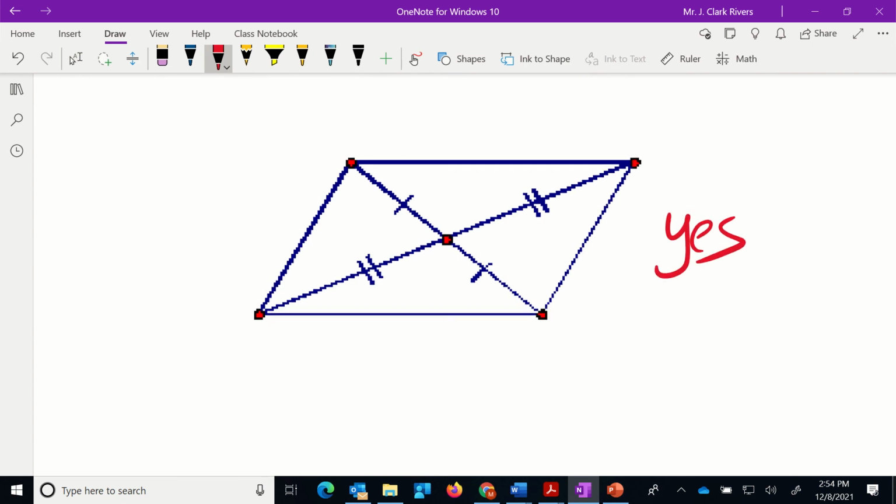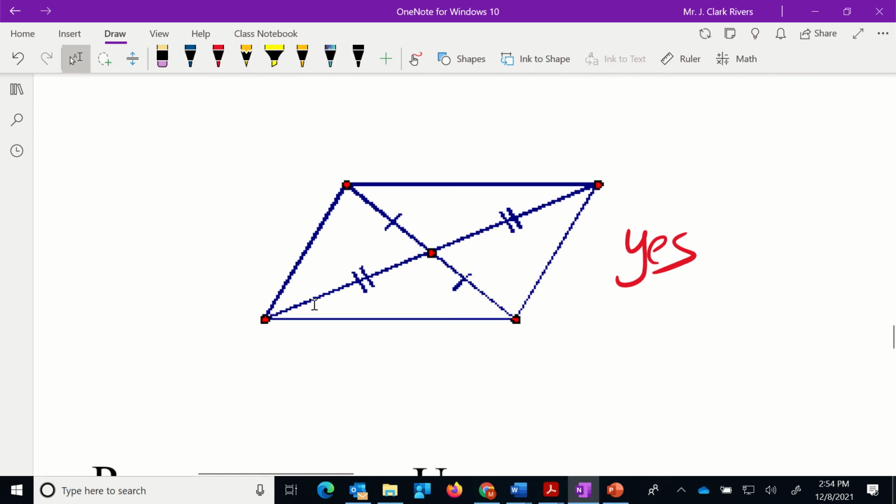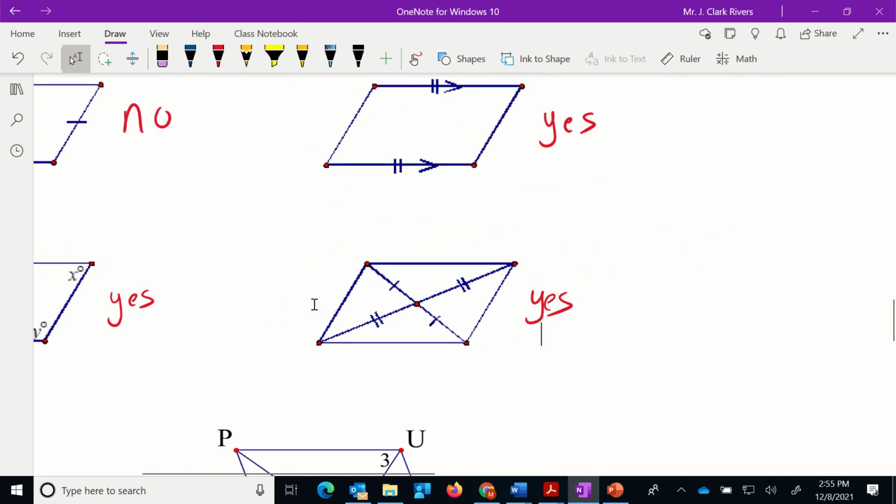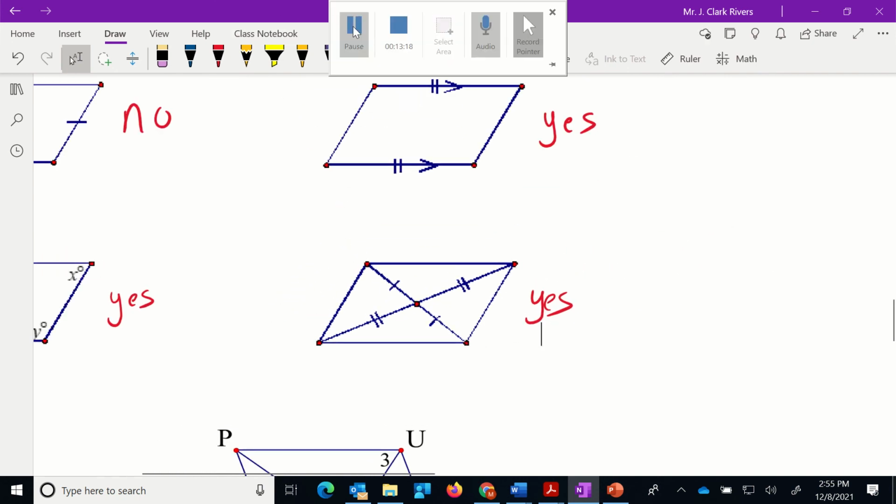There you go. The diagonals bisect each other. That is definitely a parallelogram. All right. Feel free to take that home, share it with your family over the holiday break.